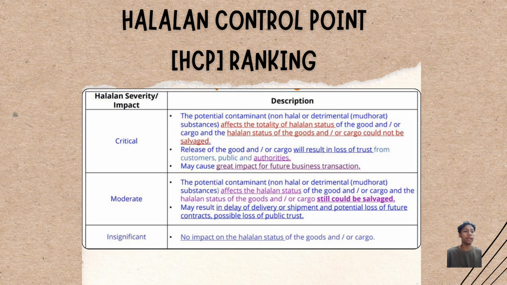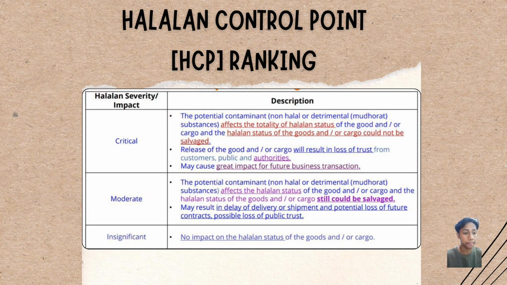So we go through the halal control point ranking. There are three also. First is critical, moderate and also insignificant. The first is critical. The potential contaminant, non-halal or determined mudarat substance affects the totality of the halal status of the good or cargo, and the halal status of the good or cargo could not be salvaged. Number 2 is release of the good or cargo will result in loss of trust from customers, public and also authorities. And lastly, it may cause great impact for future business transactions.